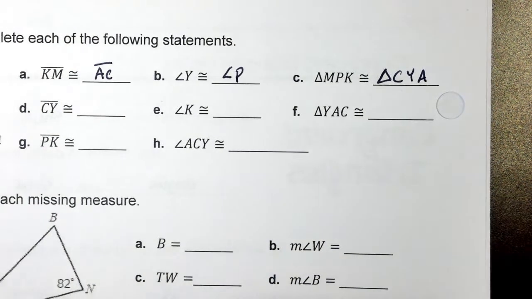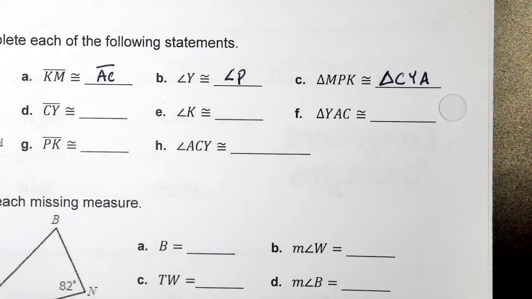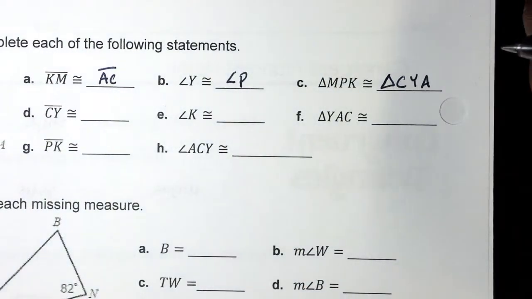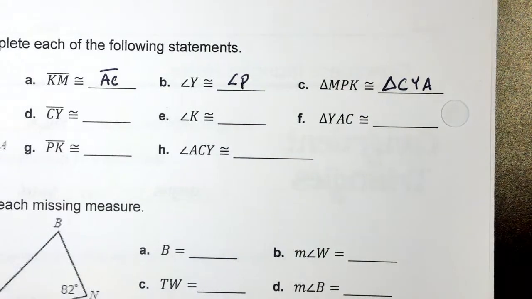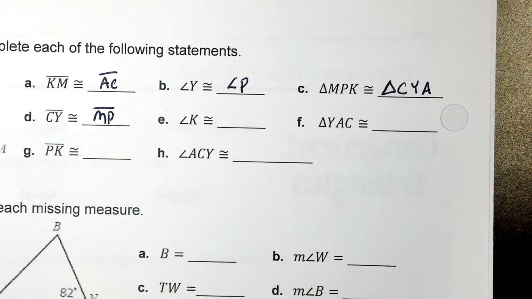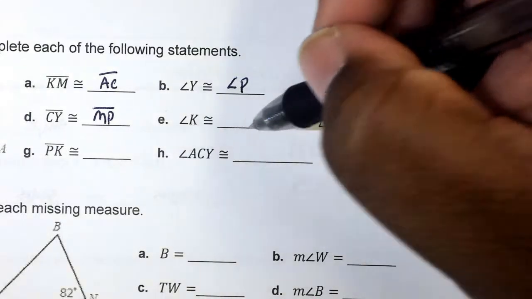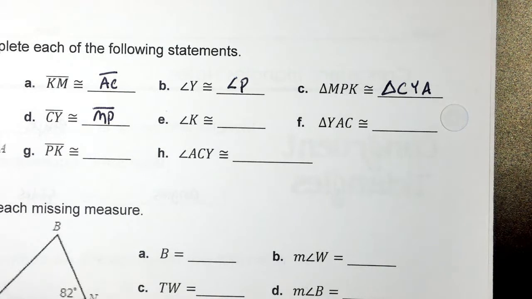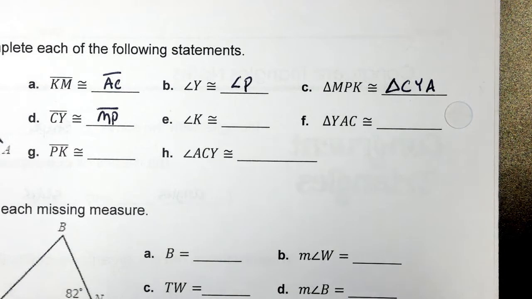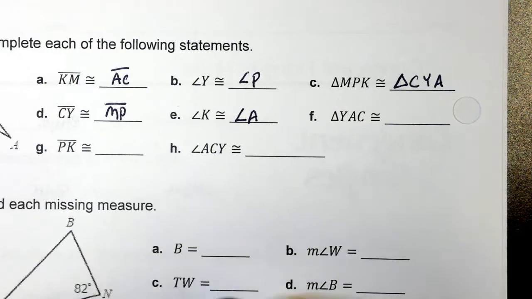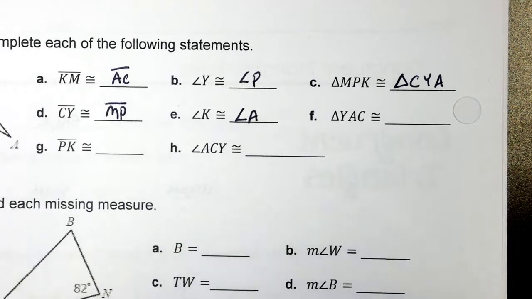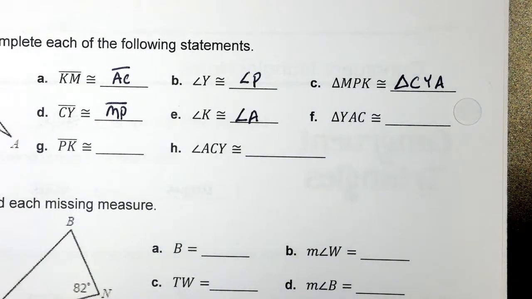Irving, CY. Side CY, Irving. Angle K, Irvin. Angle K, it's on your sheet. Don't worry about it, Irvin. Thank you. Beyonce, triangle YAC. PKM, yes.